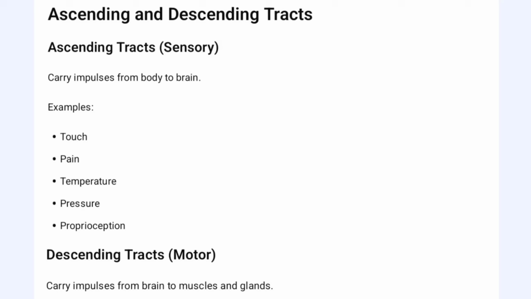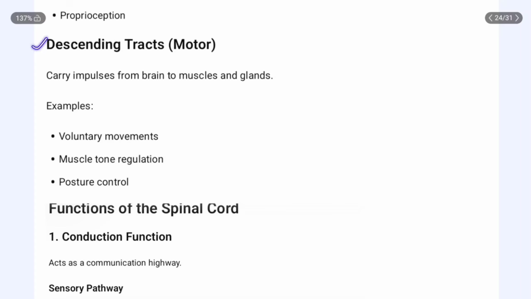Now let's see the ascending and descending tracts. Ascending tracts, sensory. It carries impulses from body to the brain. Examples are touch, pain, temperature, pressure, proprioception. Then comes the descending tracts, which is the motor tracts. It carries impulses from the brain to the muscle and the glands. Examples are voluntary movements, muscle tone regulation, posture control.